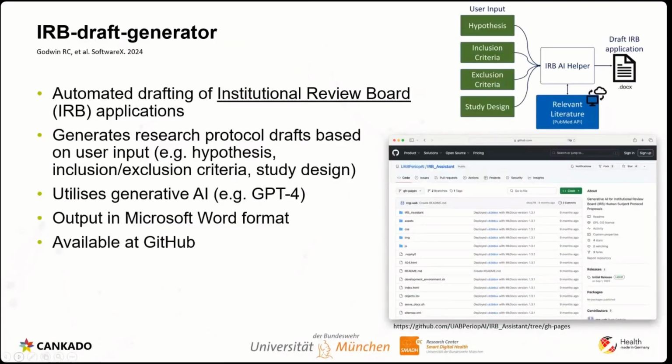Here's an example for an AI system which works on top of ChatGPT, and it can write you an institutional review board submission, so the study protocol, at least a draft. The only thing you have to do is define your hypothesis, your inclusion criteria, your exclusion criteria, and your study design. Then you put everything into the system and it gives you a draft, and then it's up to you to do, let's say, the last 10 to 20%. That's an open source solution, so everybody who wants to use it can download it for free and just work with it.